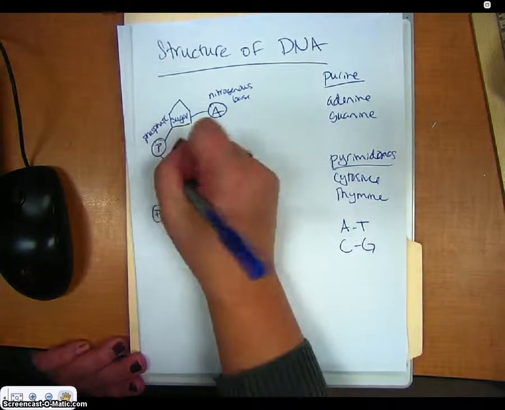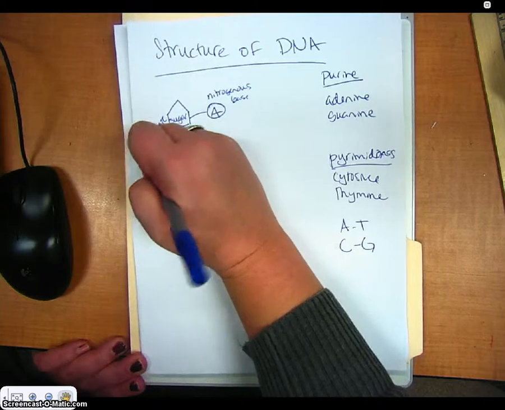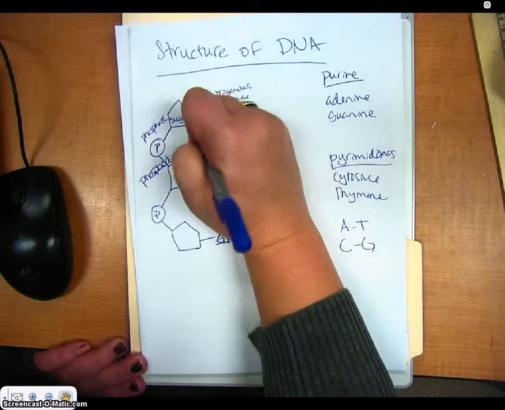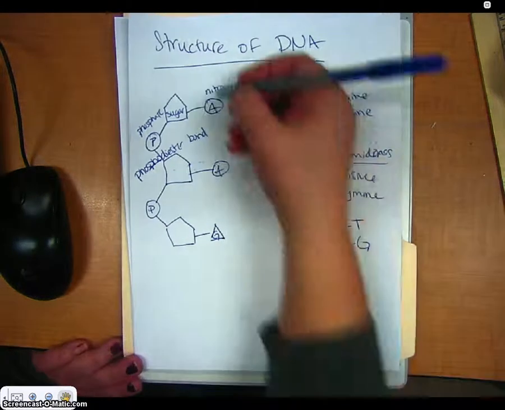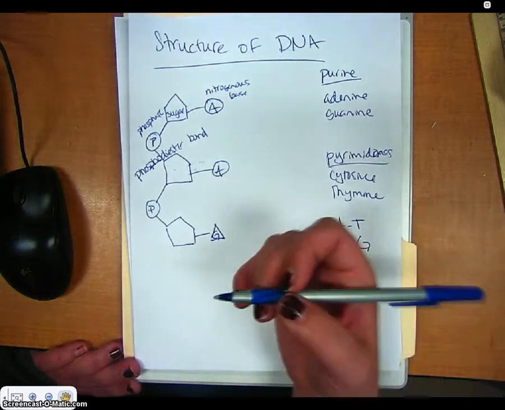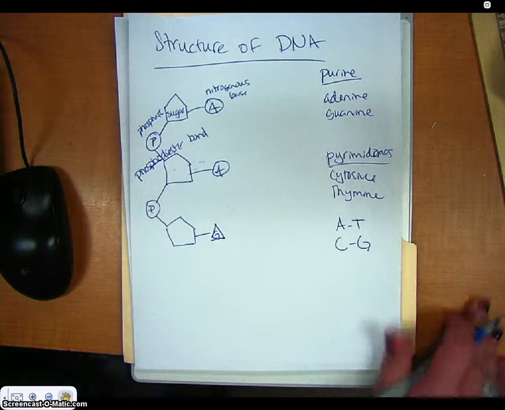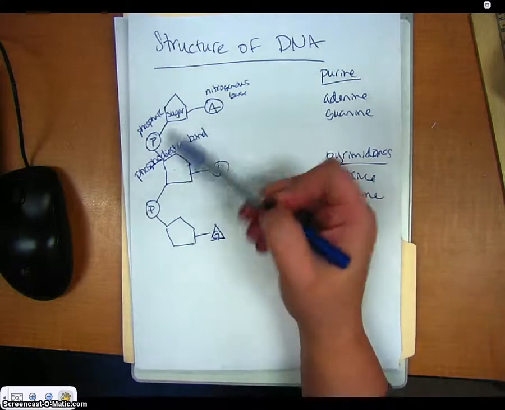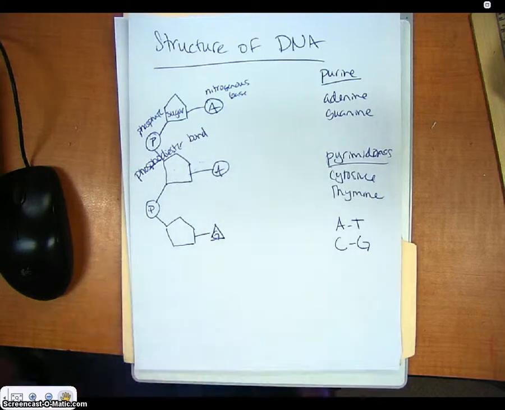Now, the bond between the phosphate and the sugar is a strong covalent bond called a phosphodiester bond. And this bond is difficult to break, which is important because the sequence of nitrogenous bases, the AAC, that's what defines our genes and defines what proteins we make. So we want to easily maintain the order of things, which is why we've got this strong bond, which is called the backbone of the DNA.